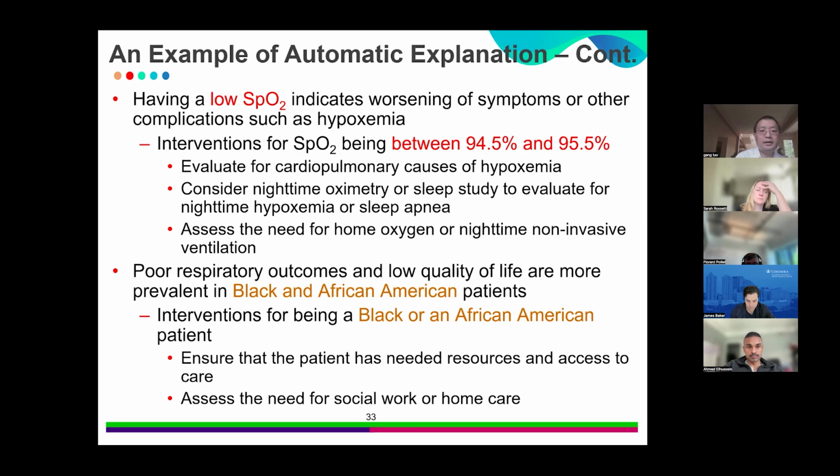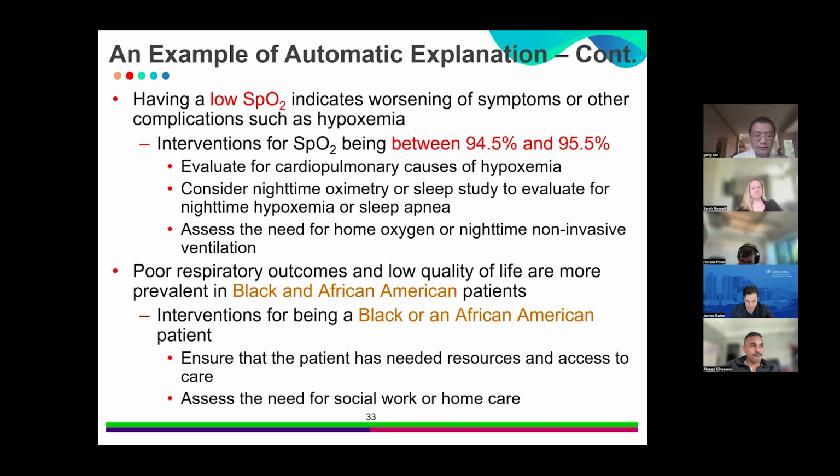The second factor says that the patient's SpO2 level is low, it's around 95%. This indicates worsening of symptoms or other complications, such as hypoxemia. And the pre-compiled interventions for this reason include evaluating the patient for cardiopulmonary causes of hypoxemia, considering nighttime oximetry or a sleep study to evaluate the patient for nighttime hypoxemia or sleep apnea. And we can assess the patient's need for home oxygen or nighttime non-invasive ventilation.